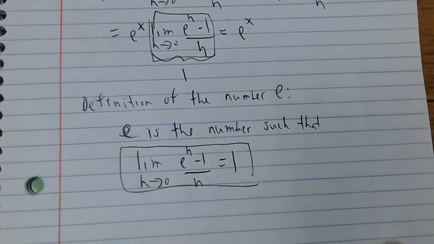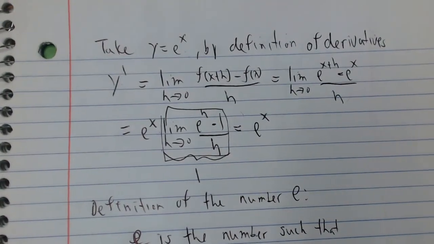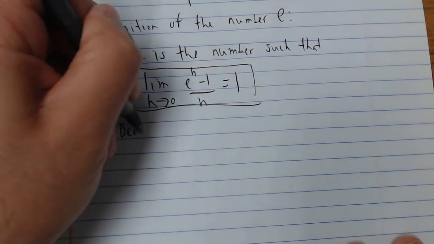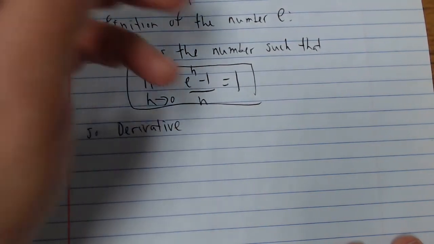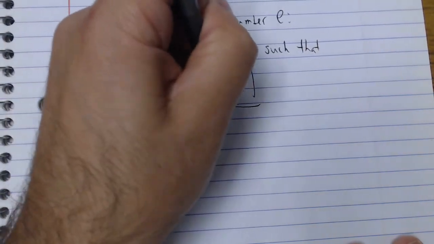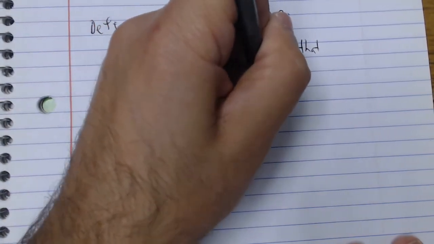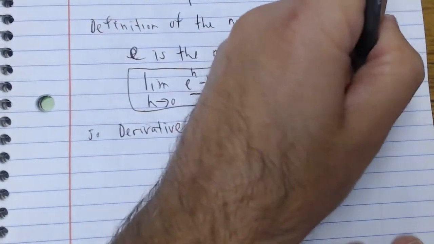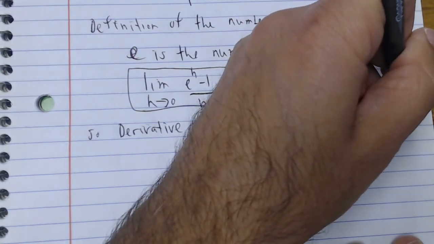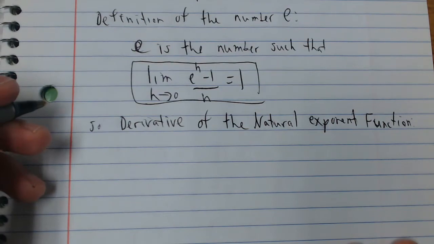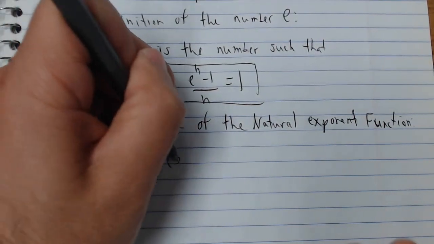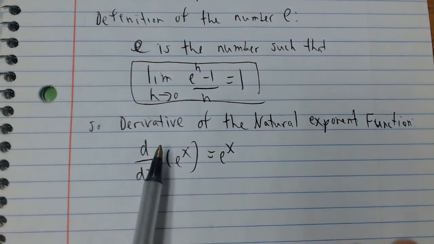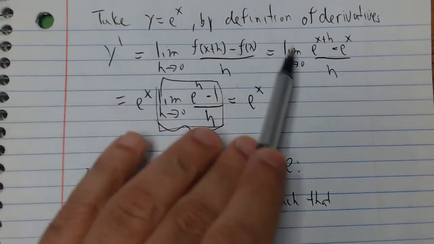So what does this help me do? This helps me finish off what the derivative of e to the x is. So we can say that the derivative of the natural exponent function is given as follows. The derivative with respect to x of e to the x is going to be e to the x. This we actually just proved earlier. We proved it up here, if you remember.